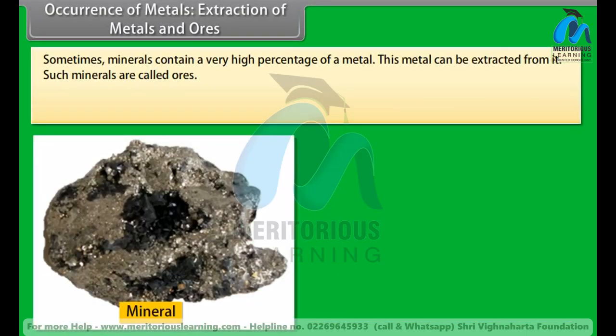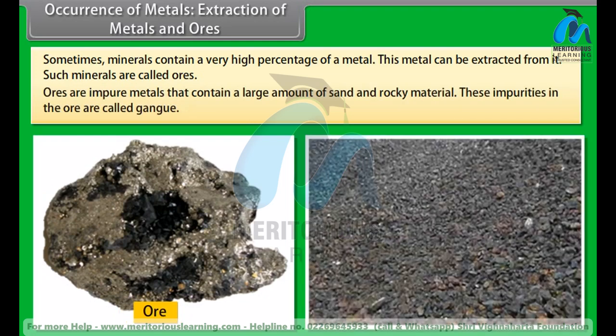Sometimes minerals contain a very high percentage of a metal. This metal can be extracted from it. Such minerals are called ores. Ores are impure metals that contain a large amount of sand and rocky material. These impurities in the ore are called gangue.